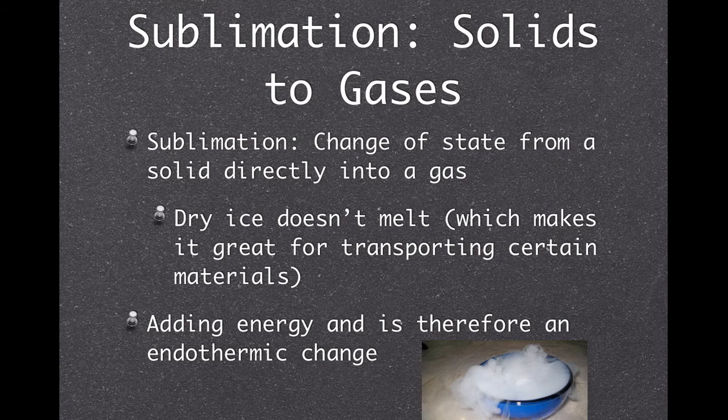Sublimation is a really fun one, and it's not one that we really think of very often. It's going from a solid directly to a gas. In other words, it doesn't melt. Okay? Dry ice is a really good example of this. Dry ice doesn't melt, which makes it really, really great for transporting certain materials, especially materials that can't get wet. For example, medical materials can't get wet, and therefore dry ice is a really good way to transport them. Sublimation is actually adding energy and is therefore an endothermic change.